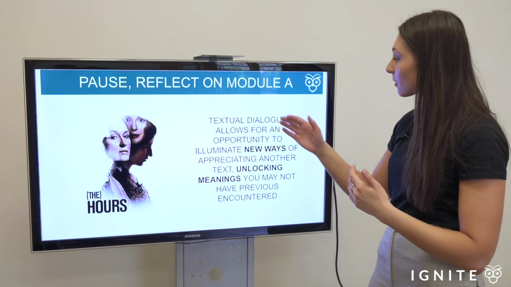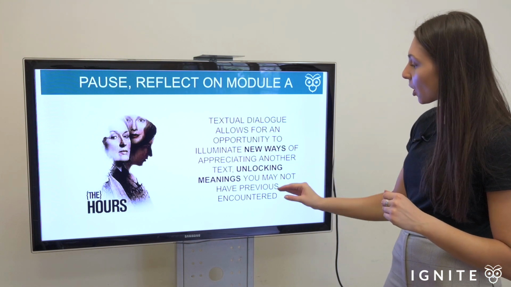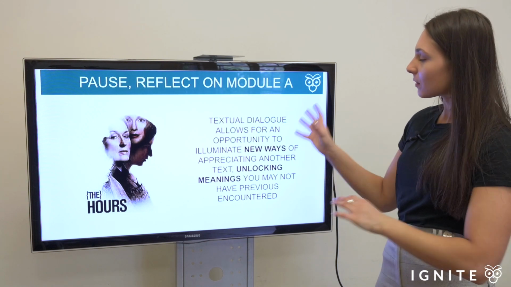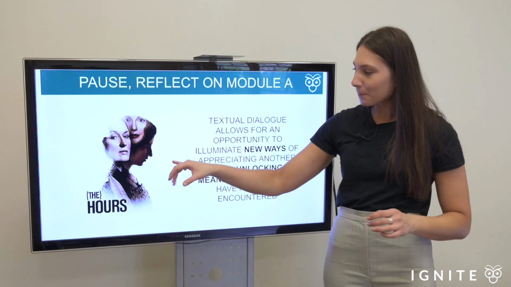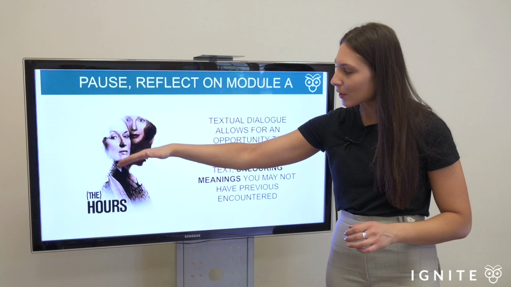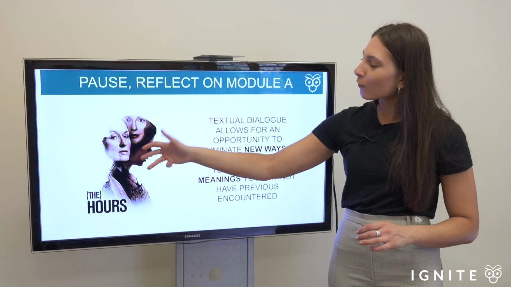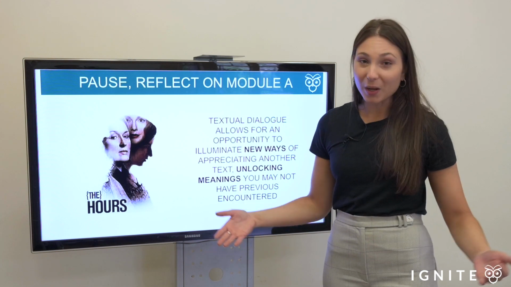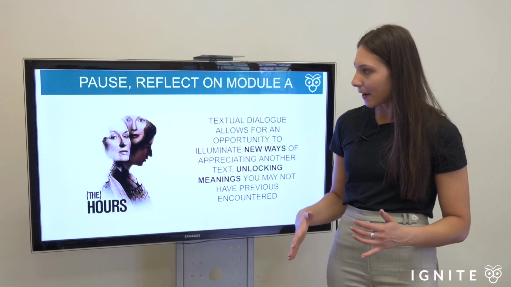So to put this simply, textual dialogue allows for an opportunity to illuminate new ways of appreciating another text, unlocking meanings you may not have previously encountered. So through doing this within the textual dialogue, we know that the later text, and I've used an image here of The Hours to showcase, that it takes the persona of Virginia Woolf here and reflects her persona throughout time in different women placed in different feminist contexts. So the image there itself speaks to how Stephen Daldry's text is not necessarily a shadow, but rather a torch, right? Illuminating new ways of understanding what is going on in the text on which it is based.